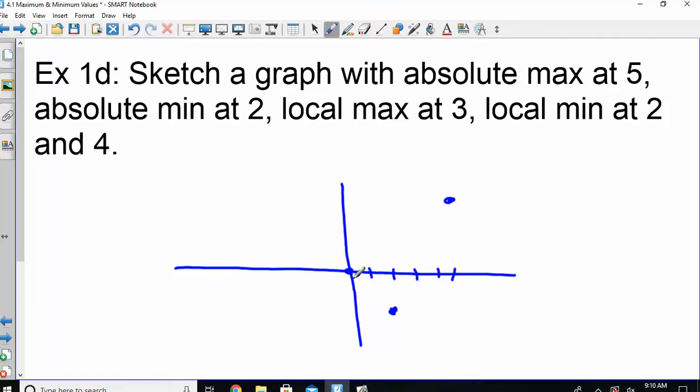So let's start here. My graph would have to come down and hit this, and I can't ever go below this point again. That is a local min and my absolute min, so I've got that. At 3, I need a local max, and at 4, I need a local min. So what's going to happen is my graph's going to go up. At 3, it's got to curve and come back down, and at 4, it's got to curve and go back up and hit my absolute max.